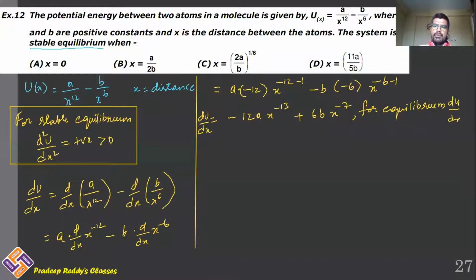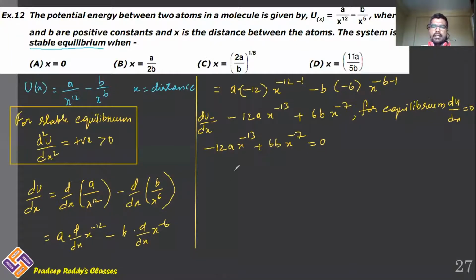As it is given for equilibrium, du by dx is equal to 0. So therefore you can take this as equal to 0: minus 12a x power minus 13 plus 6b x power minus 7 is equal to 0. This is the equilibrium condition, but our task is not yet completed. We should find out when the system is in stable equilibrium.